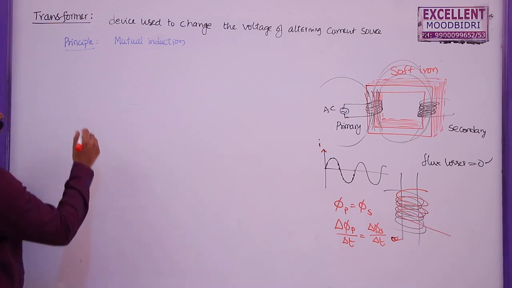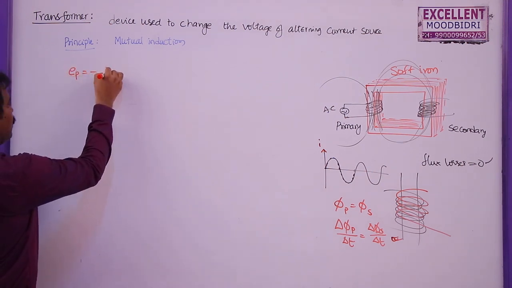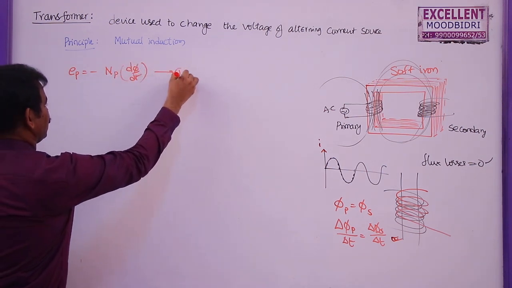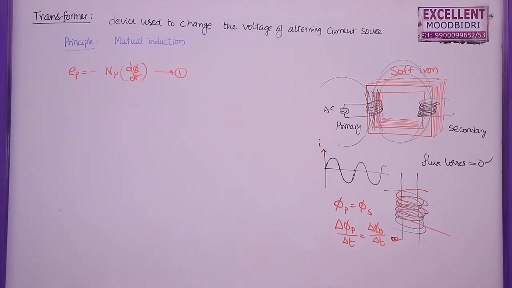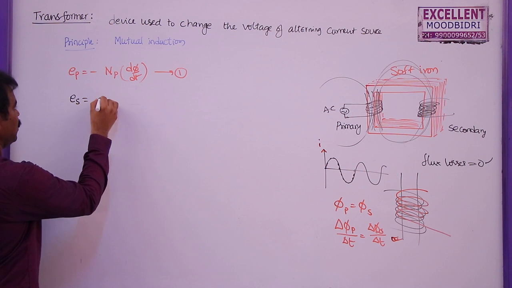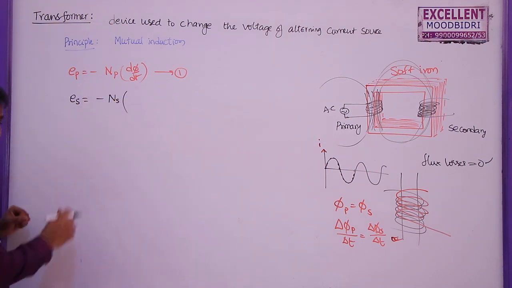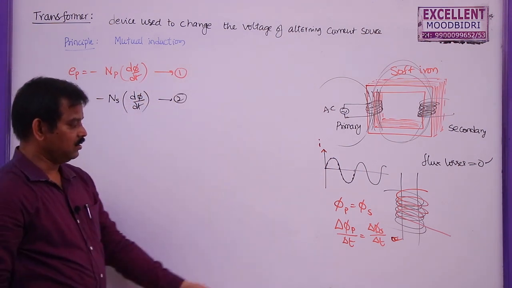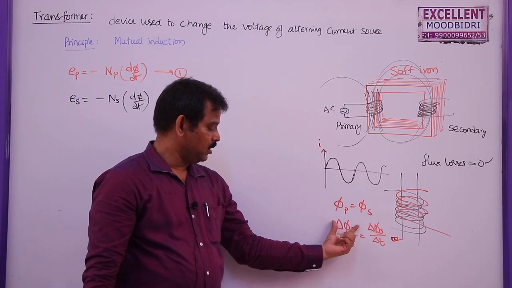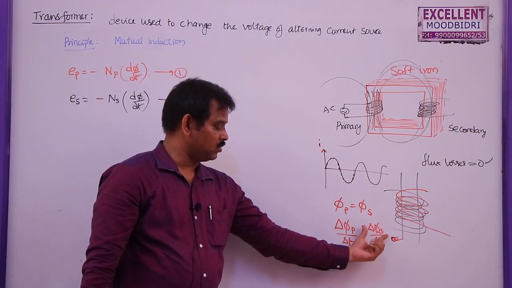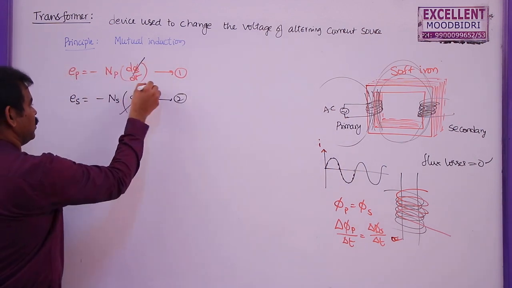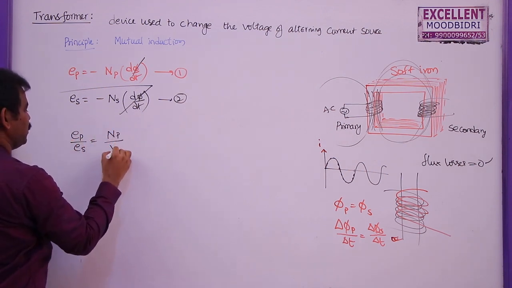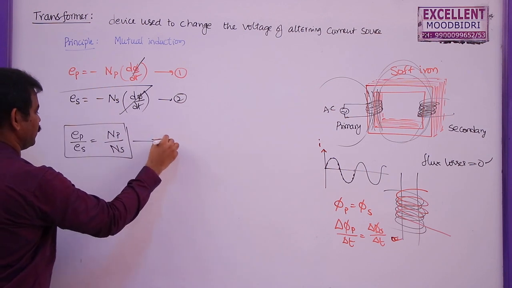So if that is the case, what is the EMF induced in the primary coil? According to that formula, E_P = N_P dφ/dt. This is equation 1. So this is the EMF induced in the primary coil. Similarly, what is the EMF induced in the secondary coil? This is E_S = N_S dφ/dt, where N_S is the total number of turns in the secondary coil. But if there are no flux losses, then the flux through the primary coil is equal to that through the secondary coil, so the rates of change of flux are equal. So these two can be cancelled. Then E_P/E_S = N_P/N_S. So this is equation 1.